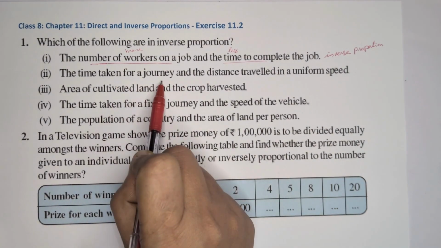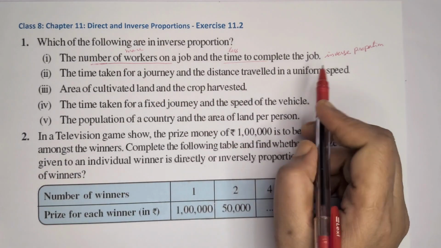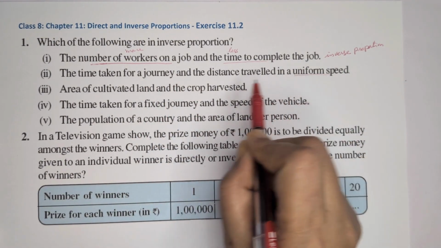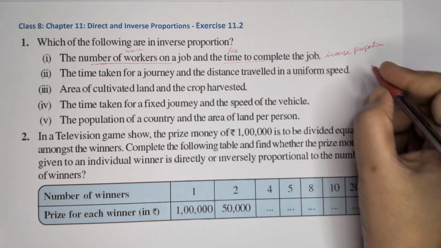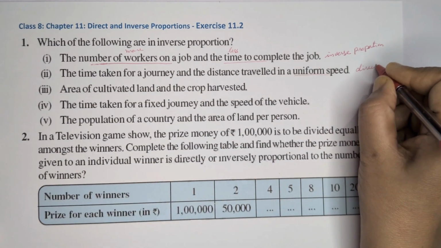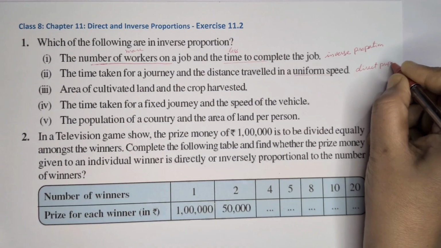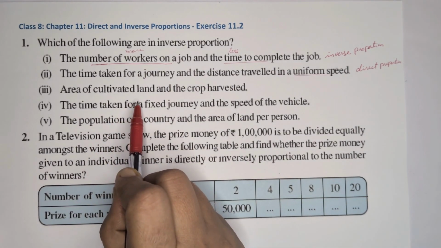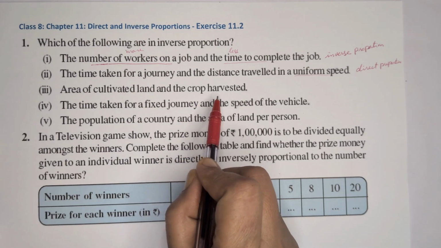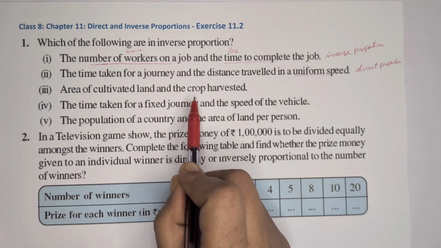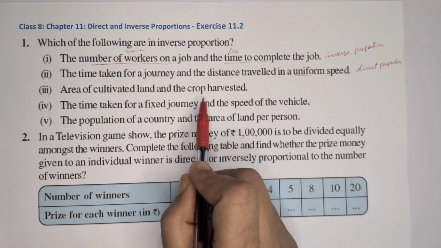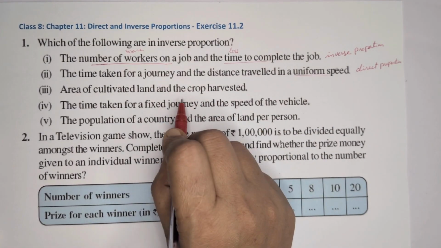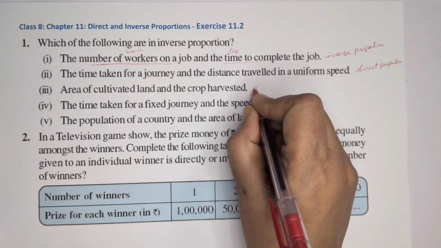Next, time taken for a journey and the distance traveled at uniform speed. More distance will take more time. So that is directly connected, direct proportion. Next, area of a cultivated land and the crop harvested. More land, more crop we will get. So that is also direct. Less land, less crop. So direct.